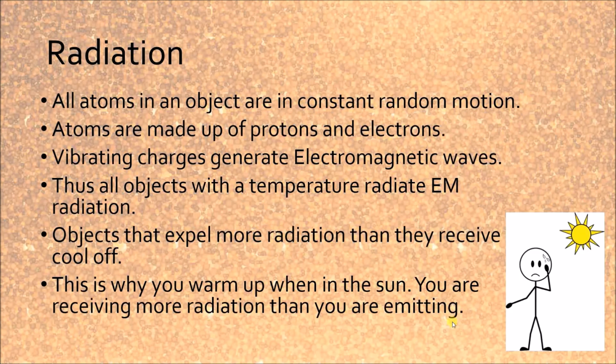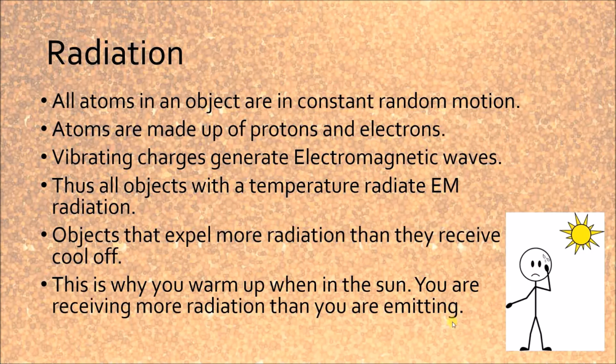Now let's talk about radiation. All atoms in the object are in constant random motion. Remember that everything's made up of atoms and they're always moving randomly. But these atoms are made up of protons and electrons, which are charged particles. And remember that a moving charged particle will generate an electromagnetic wave, particularly if it's oscillating. Thus, all objects that have a temperature, meaning they're vibrating, are always radiating electromagnetic radiation. You actually, because of your temperature, are radiating in the infrared spectrum.